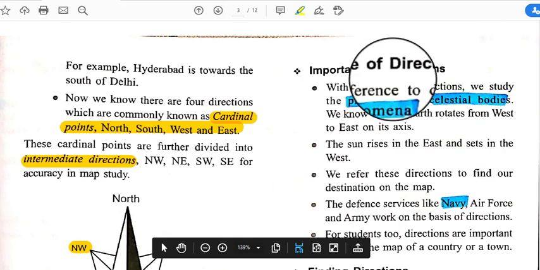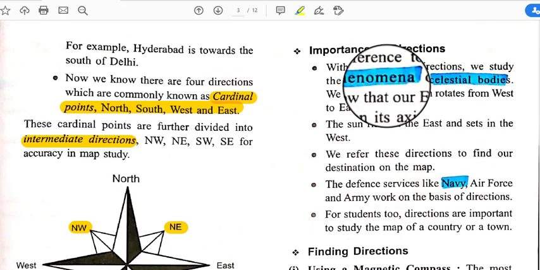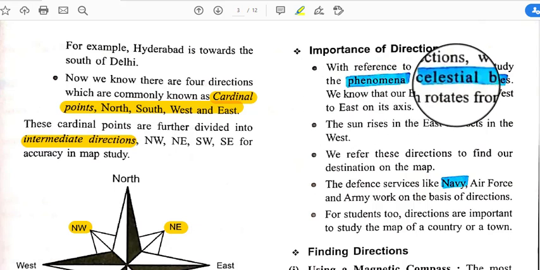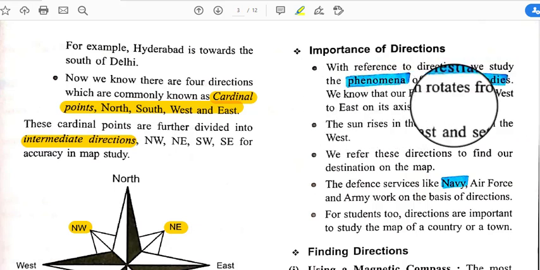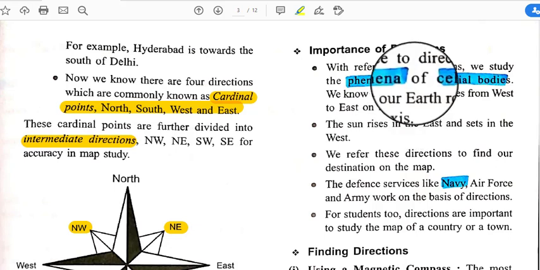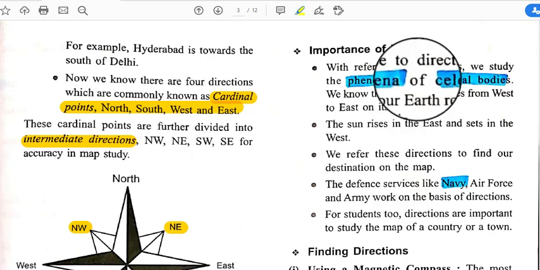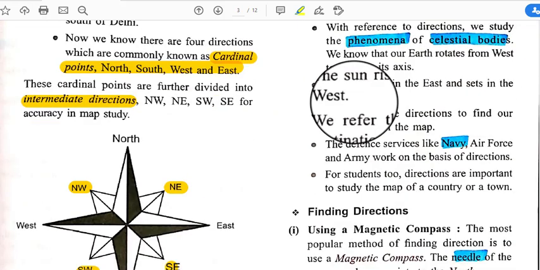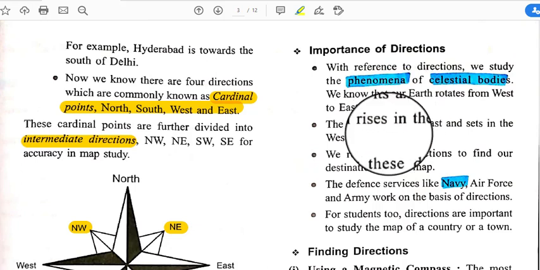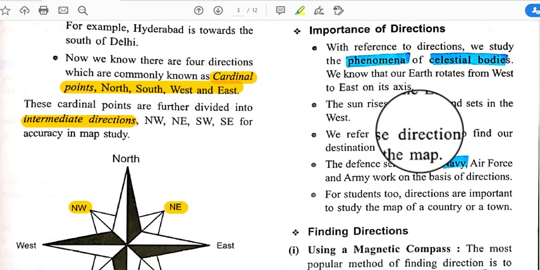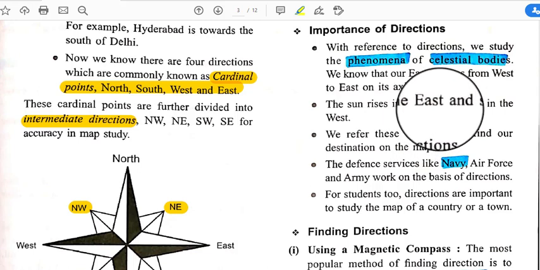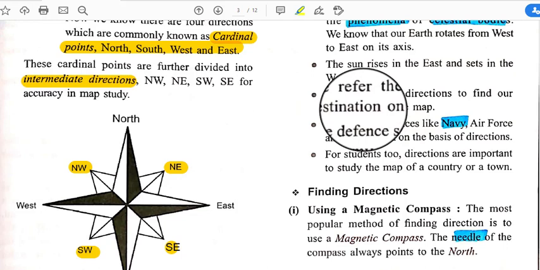Next is the importance of directions. For what do we use these direction lines? With reference to directions we study the phenomena of celestial bodies. We know that our earth rotates from west to east on its axis. So with the help of direction we can easily study the phenomena of a celestial body. The sun rises in the east and sets in the west. With direction we can easily say in which part the sun rises and in which direction the sun sets. So direction is very important.